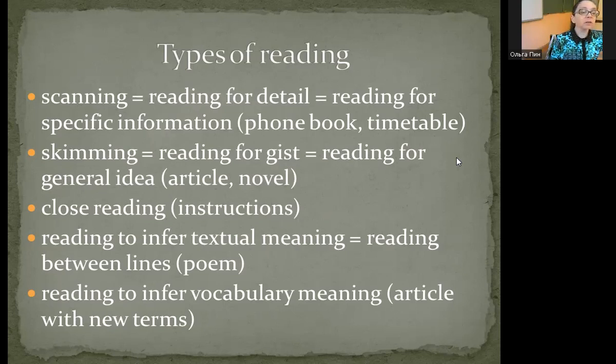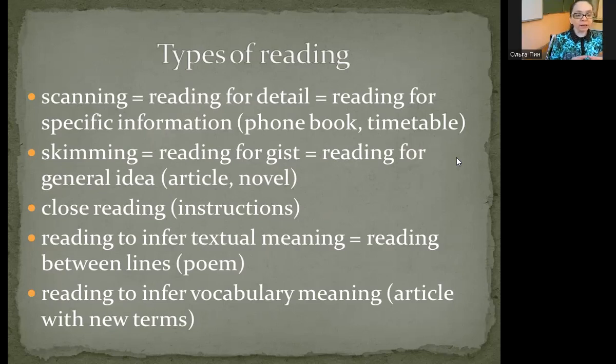Next one is skimming, or reading for gist, or reading for general idea. So this is how we read novels or articles, just to get the general impression. Next one is close reading. This is how we read instructions very, very carefully, not to miss any tiny detail.